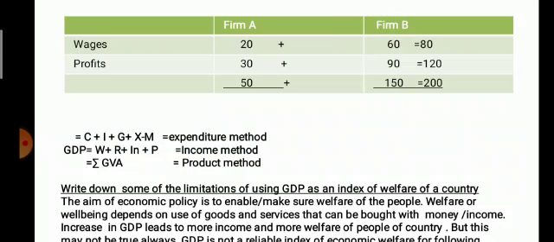And the product or value added method is what? Summation of GVA, gross value added. Gross value added is, here we have seen 50 plus 150, that is 200. So the conclusion is that whichever method is used, the GDP is the same numerically by all the three methods.